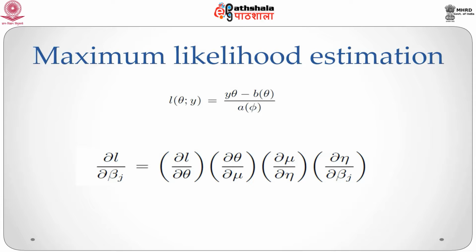So for now, let us write the likelihood equation as L of theta, y equal to y theta minus b of theta divided by a of phi. Now note that this expresses the likelihood as a function of theta. So for example, if this were the binomial likelihood, it would be expressed in terms of the logit of pi. If this were the Poisson likelihood, it would be expressed as a function of the log rate.